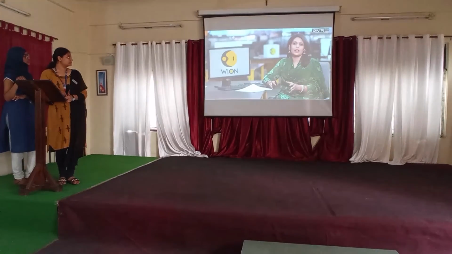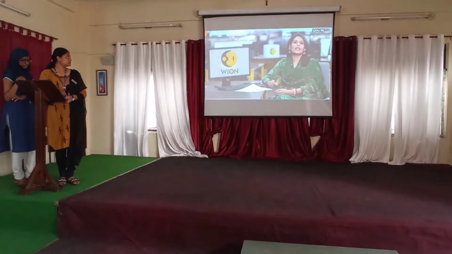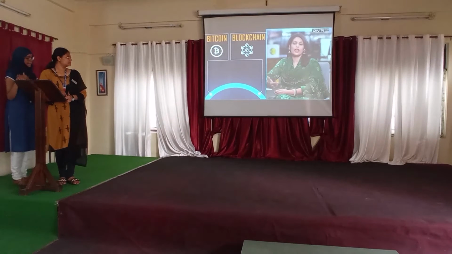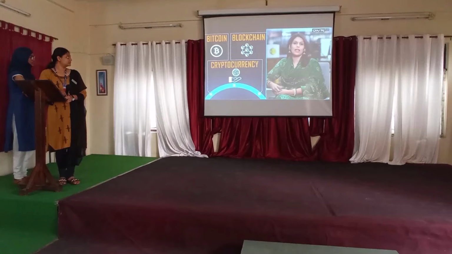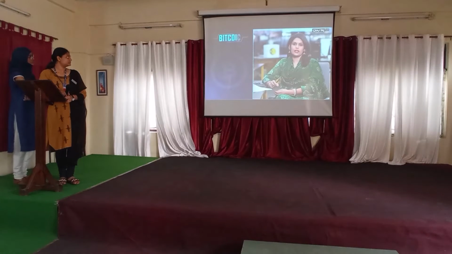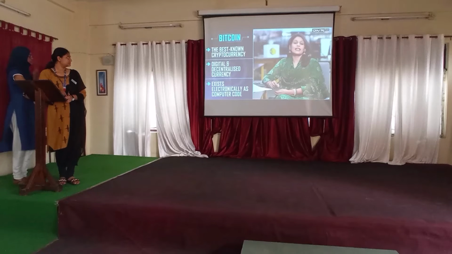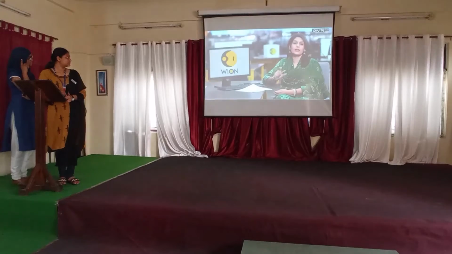It's all plain English. Let's start with understanding 3 basic concepts: Bitcoin, blockchain, and cryptocurrency. What do they mean? Here are some quick definitions. First, Bitcoin. It is the name of the best known cryptocurrency. Like the euro is the name of one type of currency, Bitcoin is digital and decentralized. It exists electronically. It's a computer code only. And I'll explain in a bit.